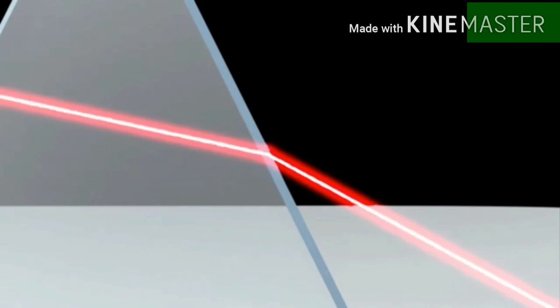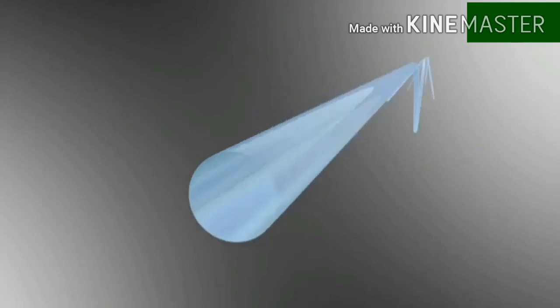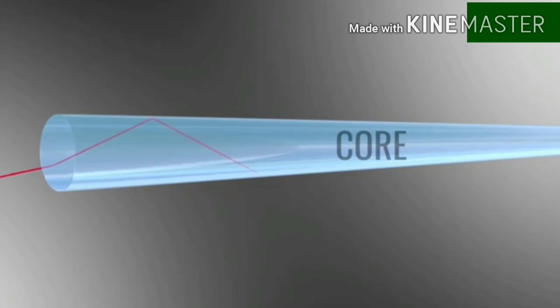Total internal reflection is possible if we increase the incident angle rather than increasing the refractive index. In this case, at a certain angle called the critical angle, the light will come back to the first medium. If the laser strikes the interface at an angle greater than the critical angle, total internal reflection will happen, and the light will reach the other end.